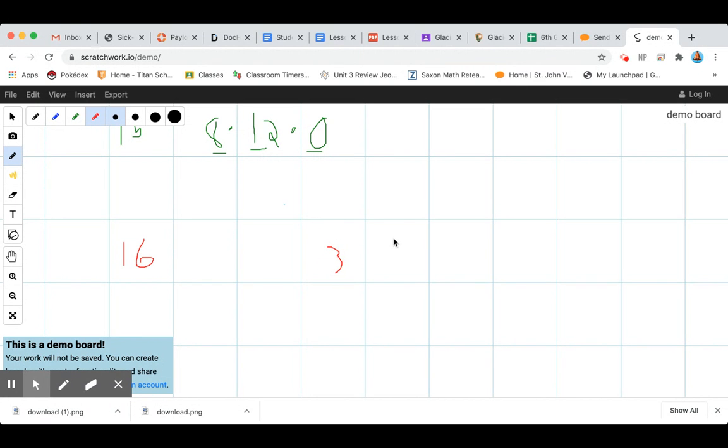3,708 divided by 12. So you want to set up your long division. Your answer will be a whole number. I will give you that much. And from here, it's just a matter of performing your long division.